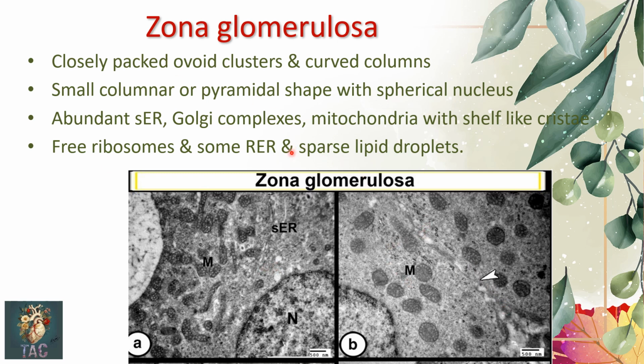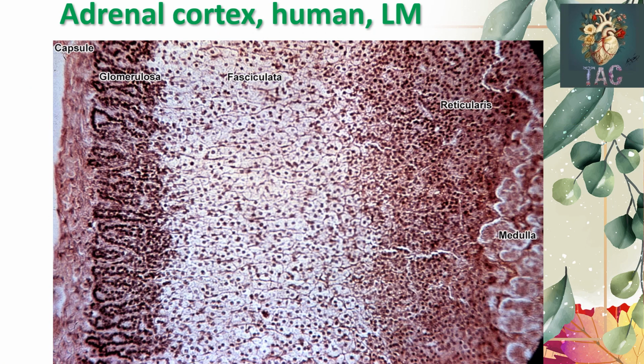So zona glomerulosa cells, smaller zone, nearly 5 to 10% by weight of the adrenal cortex, pyramidal or columnar shape, typical characteristics of the steroid secreting cells. This is H&E stain of the adrenal cortex. Here you can see the capsule which is dense irregular connective tissue.